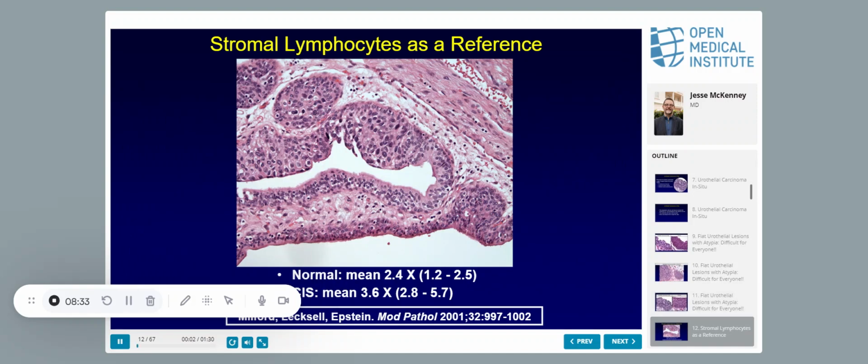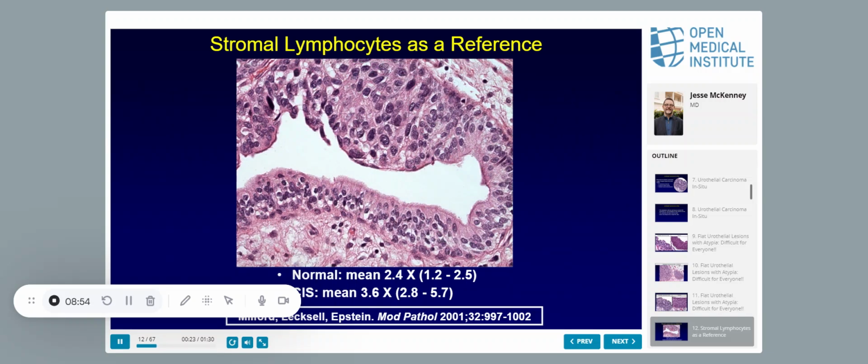Now, I've talked about nuclear size, and this is a study that I wish I had done, but I didn't do it. The Johns Hopkins group did this before we did. But I would argue, see these large cells, and I'm going to show a higher power. This is carcinoma in situ up top, and this is normal at the bottom. So if you can use the stromal lymphocytes as a guide to the size, it works really well. Now, you can't just use this alone, but it's a nice little guide.